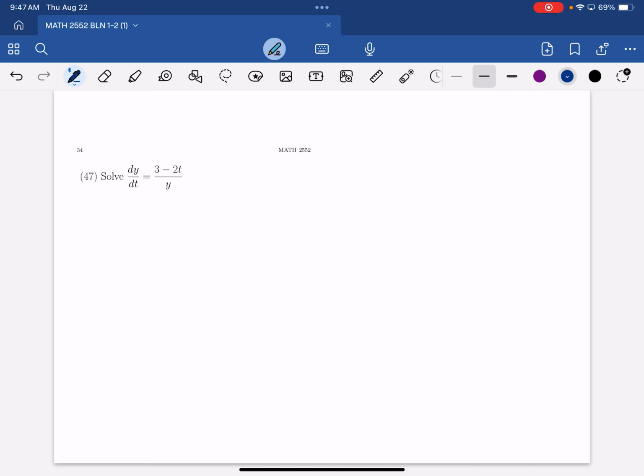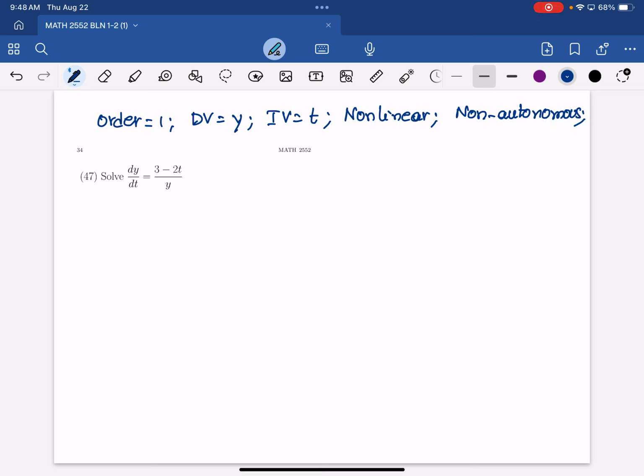I mean, now you know it. What is the order? 1. What is the dependent variable? y. What is the independent variable? t. Good. Is it linear or non-linear? Non-linear. Why is it non-linear? y is in the denominator and the exponent is negative. Is it autonomous or non-autonomous? Non-autonomous. Why? Because there is a t on the right side.